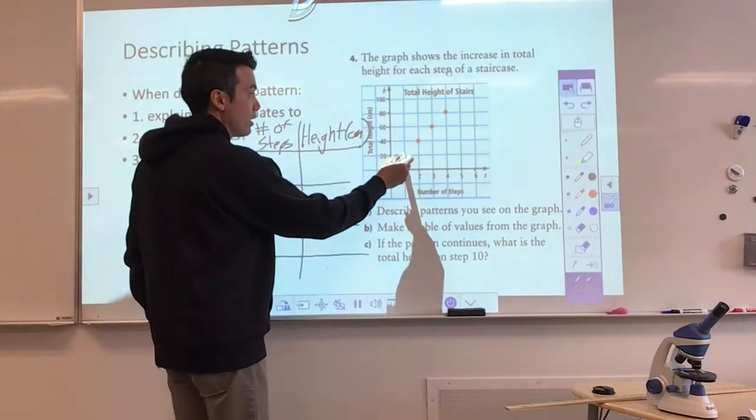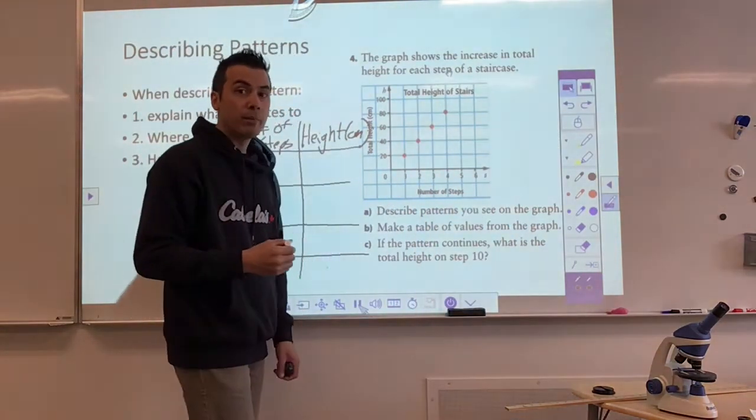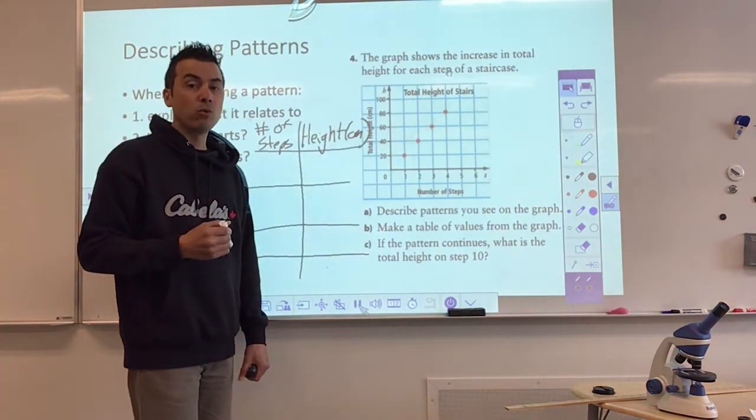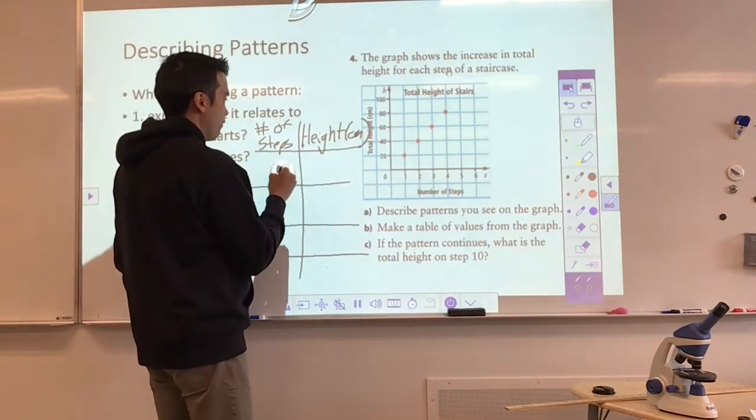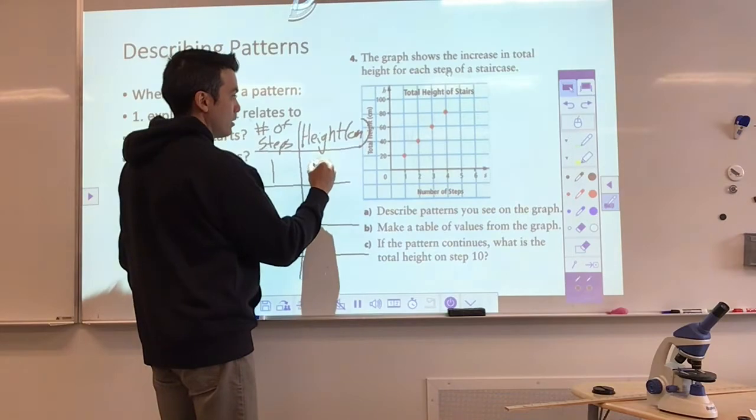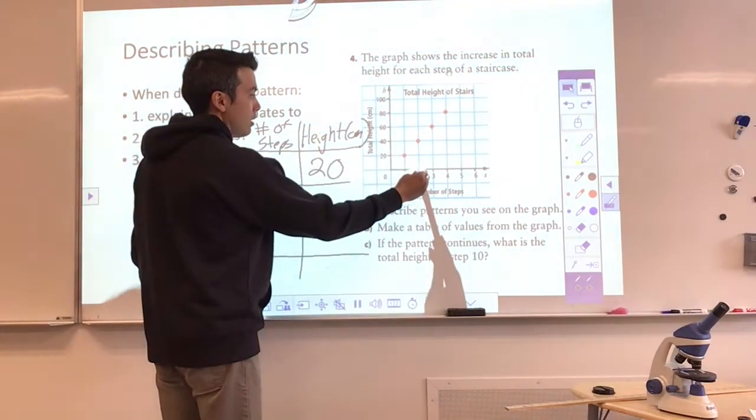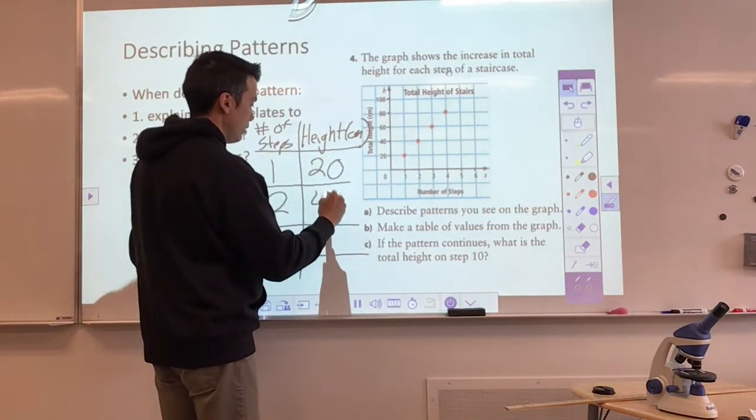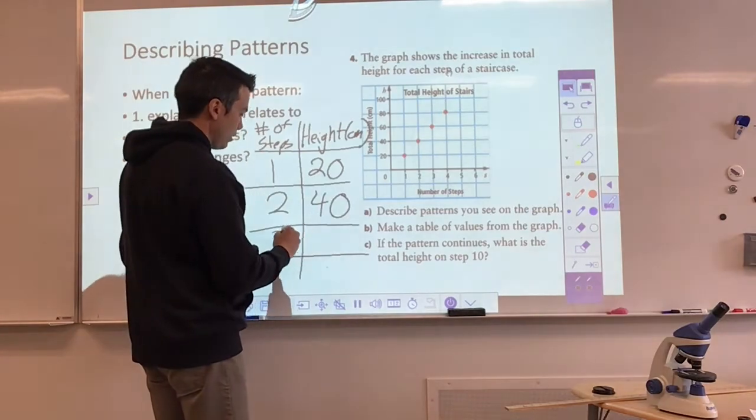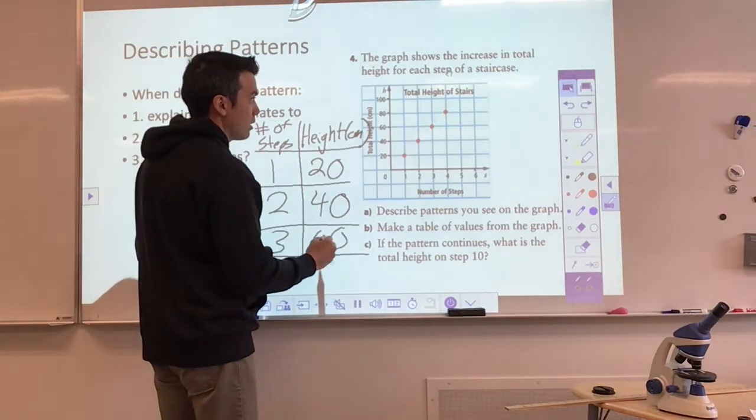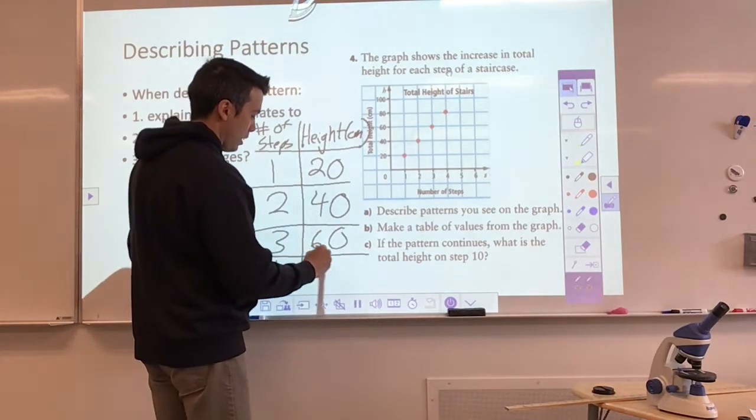So my first point, and at this point I'm just describing these red dots and the coordinates of them. So if I have 1 step, my height is 20 centimeters. If I have 2, it's going to be 40, 3, 60, 4, 80.